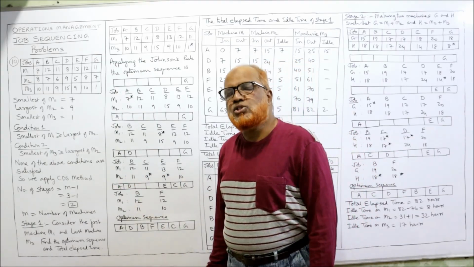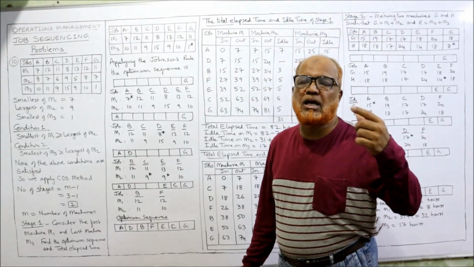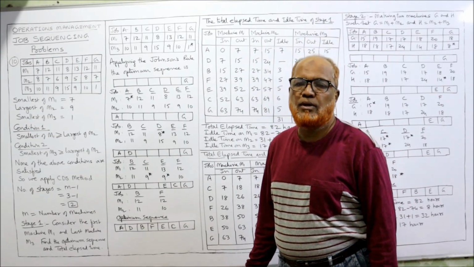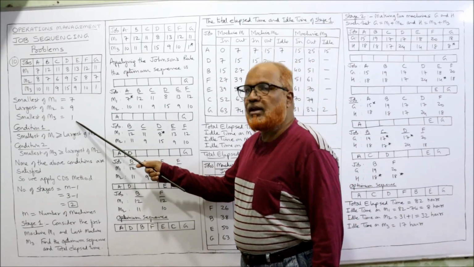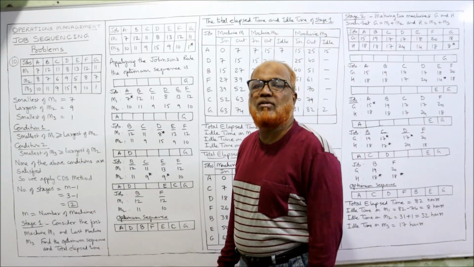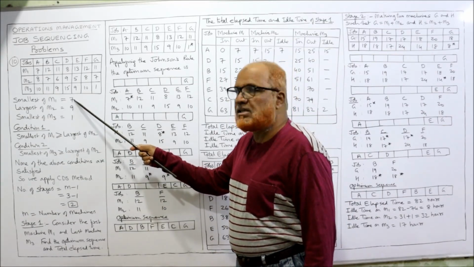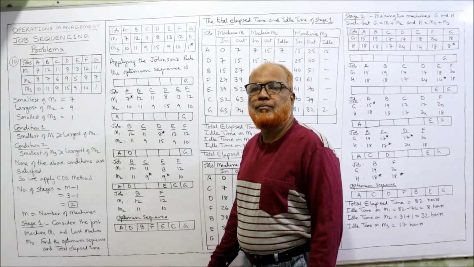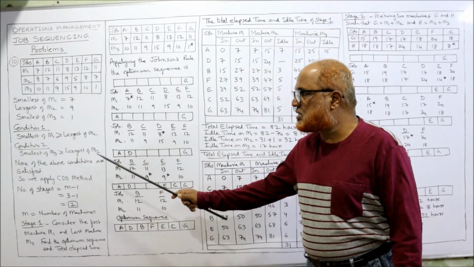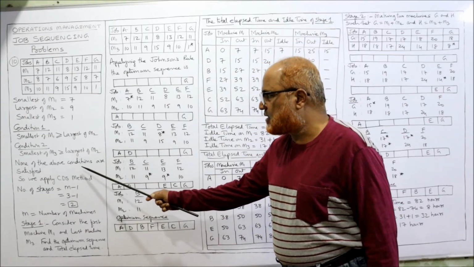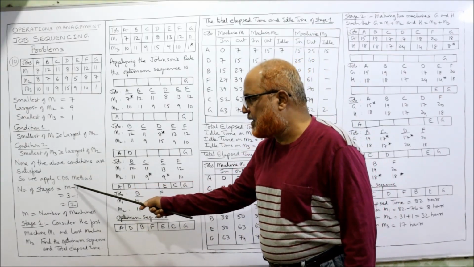Second condition, the smallest of M3 should be greater than or equal to the largest of M2. So here it is only 1. 1 is not greater than 9. It is less than that. That means this smallest is less than M2 and this smallest is also less than M2. That means both the conditions are not satisfied. Then we have to apply the CDS method. None of the conditions are satisfied, so apply CDS.